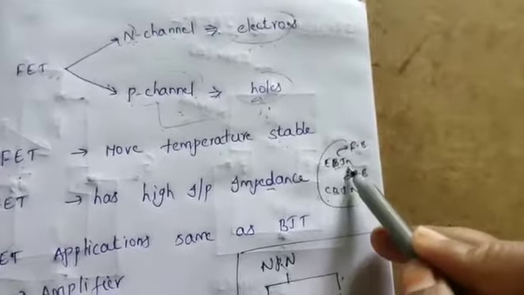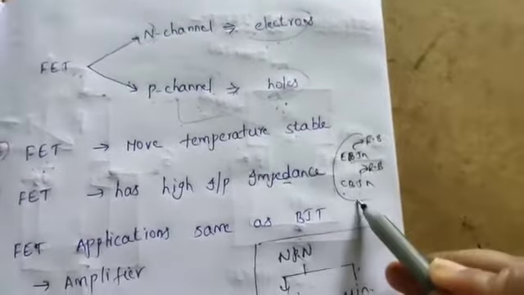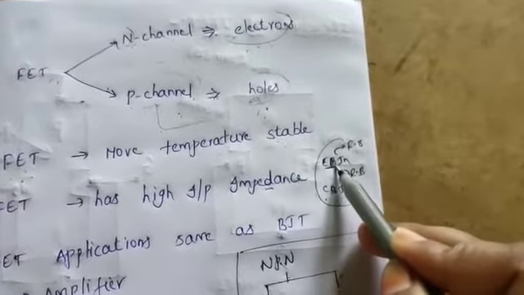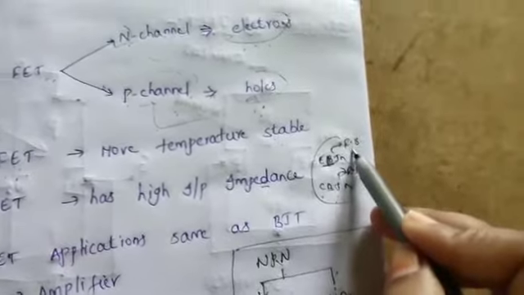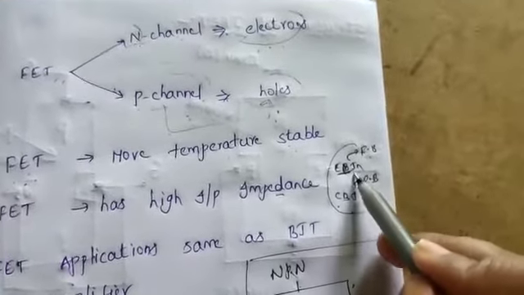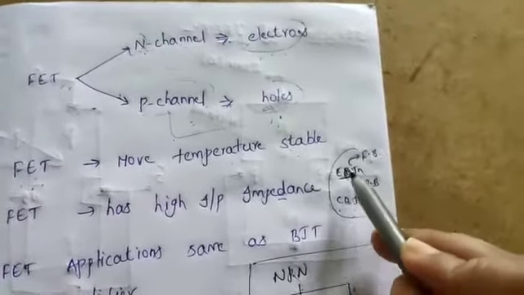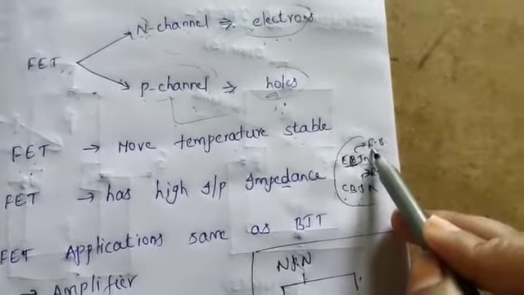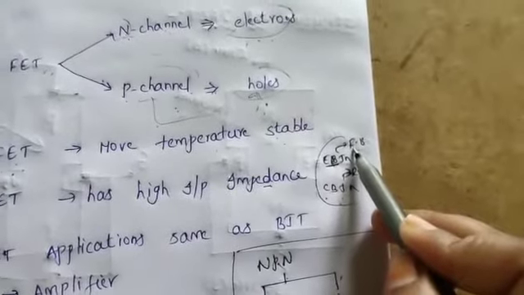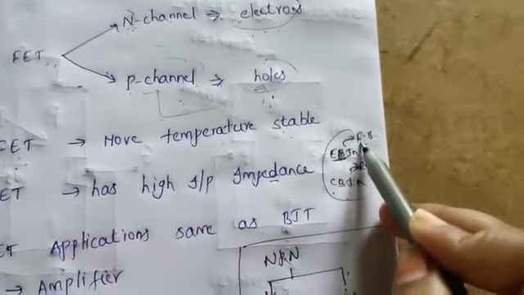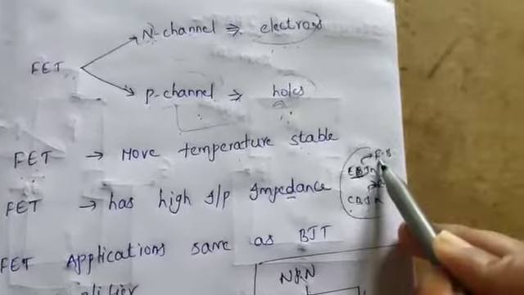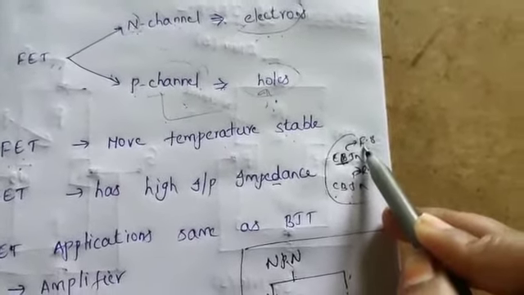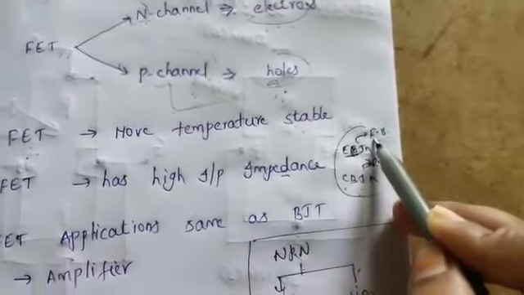So here, the emitter-base junction is the input junction and the collector-base junction is the output junction, right? This input junction is in forward bias condition, right? In forward bias, the PN diode offers very little resistance, in the order of 2 to 5 ohms. So the transistor has very low input resistance, or low input impedance.